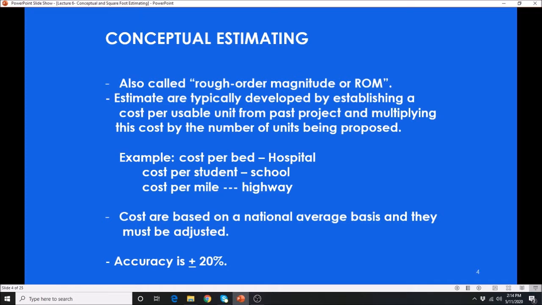When you use the conceptual estimate, there are several factors that you need to consider. First one is the project size. The next one is the quality of the project, and of course the location and the time. Those are the factors that you need to put into your calculations, and the RS Means table provides you some of those criteria or factors.